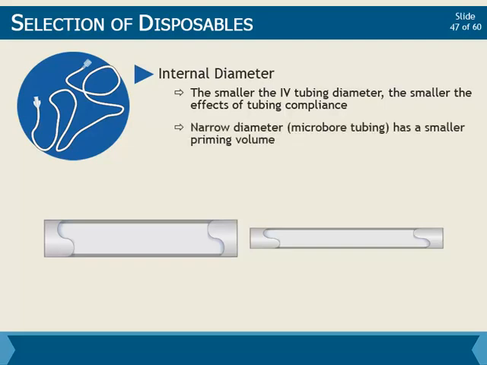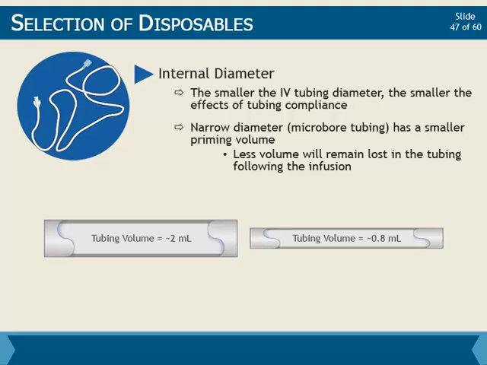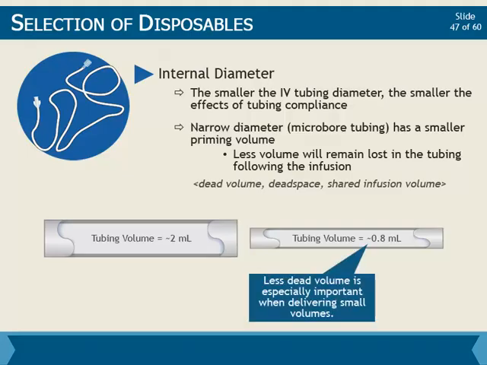Narrow diameter, or microbore tubing, has a small priming volume. When compared to bigger diameter tubing sets, less volume will remain lost in the tubing following the infusion. This is referred to as dead volume, dead space, or shared infusion volume. Less dead volume is especially important when delivering small volumes, as it means a greater proportion of the medication is administered to the patient. We will talk more about dead volume and its implications in another module.